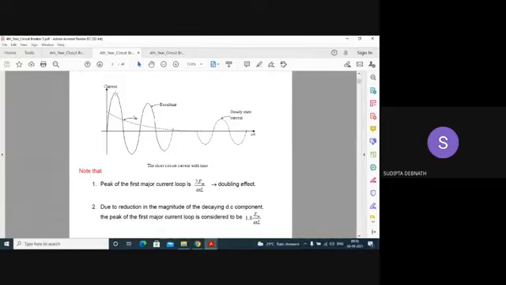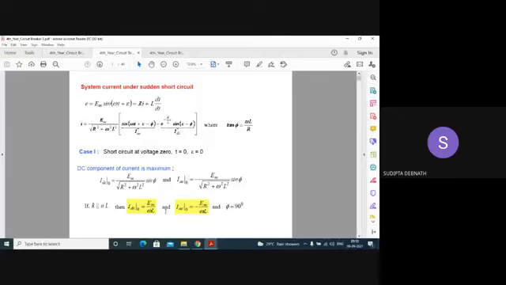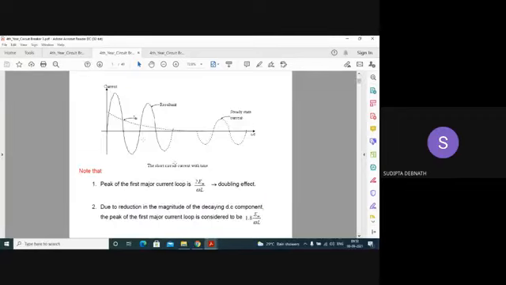See, if the maximum point occurs here, then it would have been Em by omega L plus Em by omega L, because you see the maximum value of both the AC component and the DC component is Em by omega L. So the magnitude would have been twice Em by omega L. But what happens when the AC component is maximum?